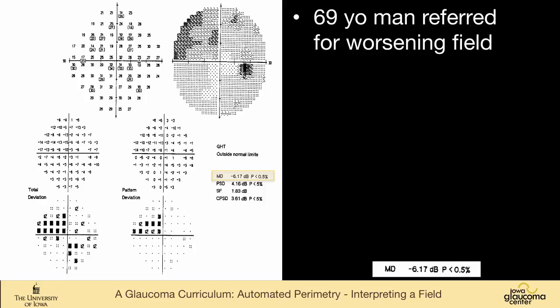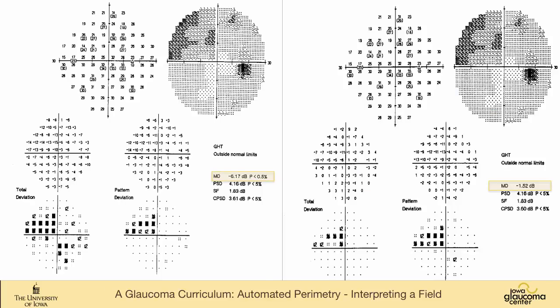This is a 69-year-old man who came a very long ways to see me because his visual field was suddenly worse in his only good eye. You can see that his mean deviation is minus 6.17 decibels. We repeated his field, and the mean deviation is down to minus 1.5 decibels, much better, much improved. But when you look at this patient's field, you can see that the grayscale looks the same. You can see that the pattern deviation looks exactly the same.